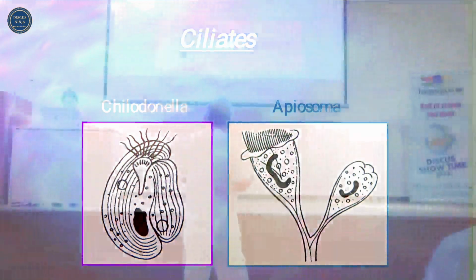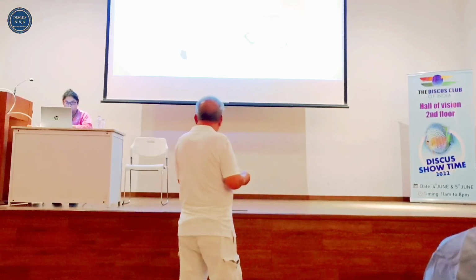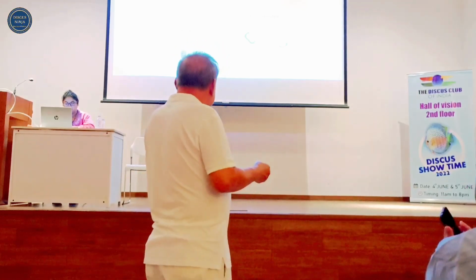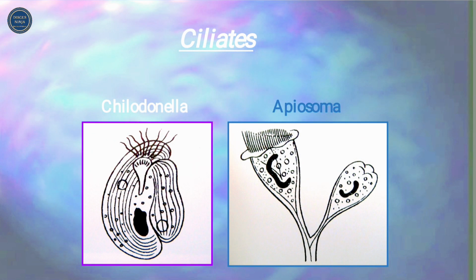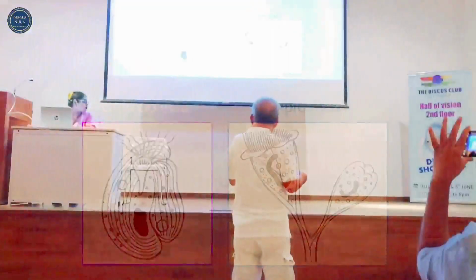This one, Chilodonella, is one of the parasites, also very crazily expanding its population in poorly managed water. This one is Apiosoma. This is not so bad.